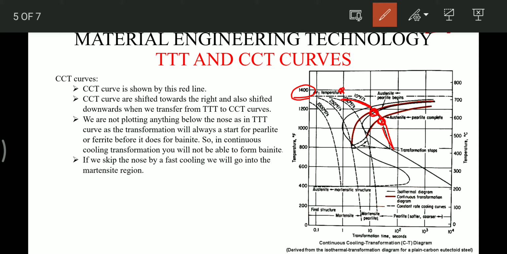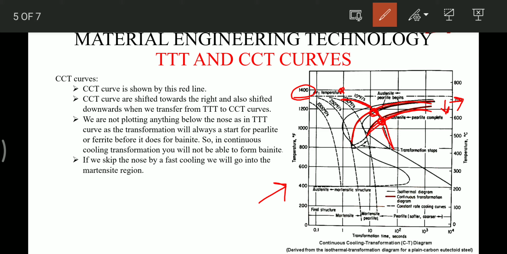So if we join these curves, then we will get these continuous cooling curves. Okay friends, the other thing is, when these curves are compared with the TTT curves, they shift a little bit down and a little bit towards the right, as we can see from this diagram.